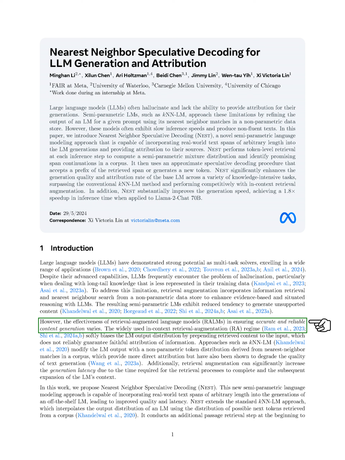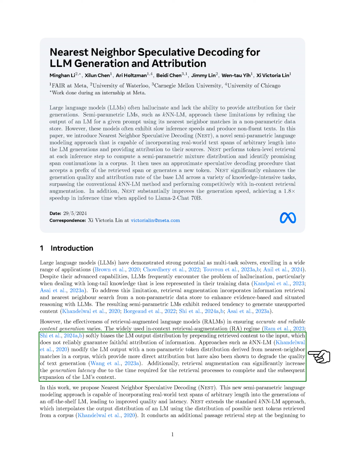However, the effectiveness of retrieval augmented language models, RALMs, can vary. One common method, in-context retrieval augmentation, RA, involves adding retrieved content to the input to guide the LM's output. While this can help, it does not always ensure accurate information attribution. Another approach, such as kNN-LM, modifies the LM's output based on nearest neighbor matches in a corpus. This method provides more direct attribution but may lower the quality of text generation. Additionally, retrieval augmentation can slow down the generation process due to the time needed for retrieval and expanding the LM's context.